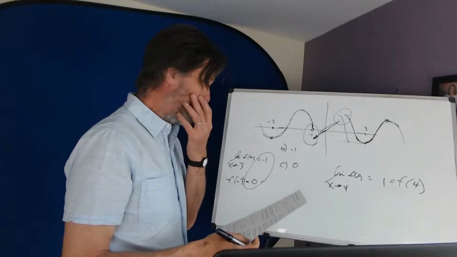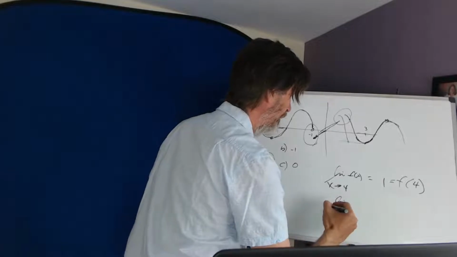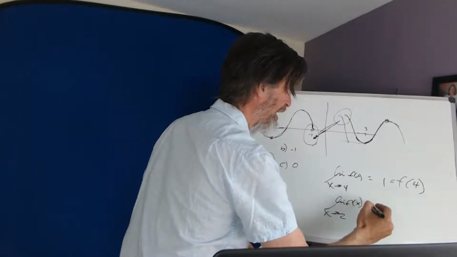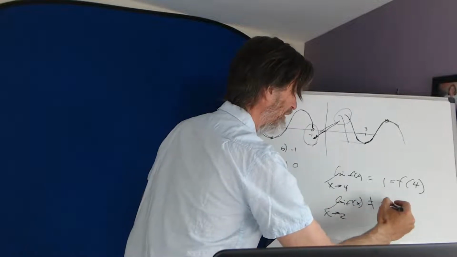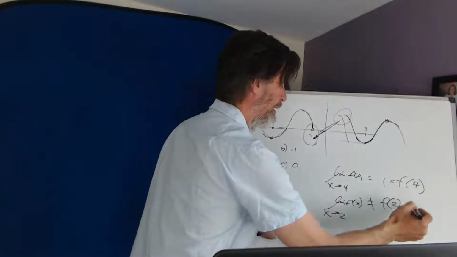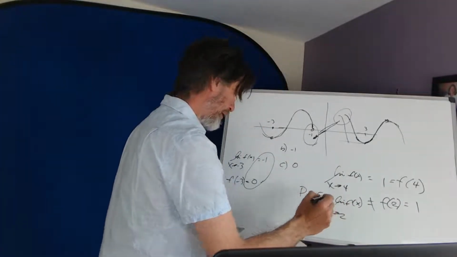Is a function continuous at 2? No, it's not. And the reason it's not is because the limit as x approaches 2 of f of x does not exist, and that's definitely not equal to f of 2. F of 2 is equal to 1. This one does not exist.